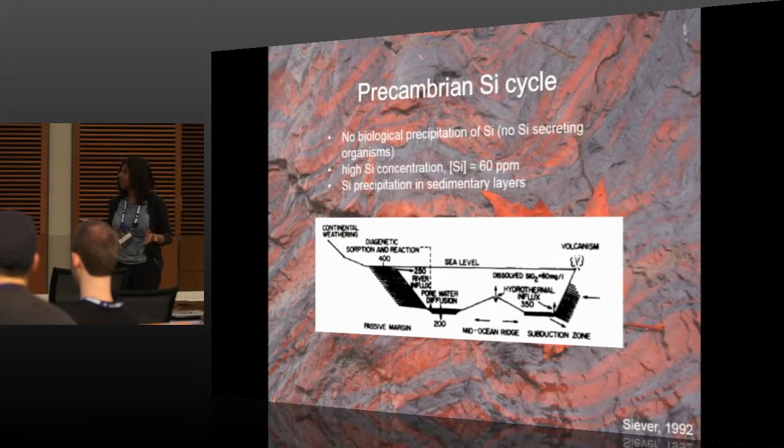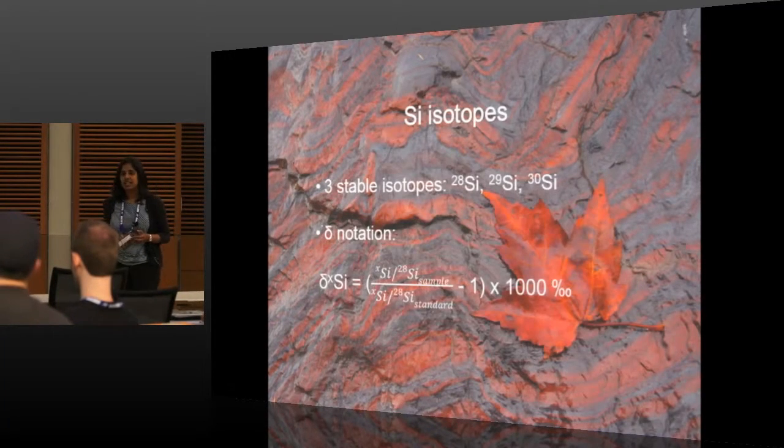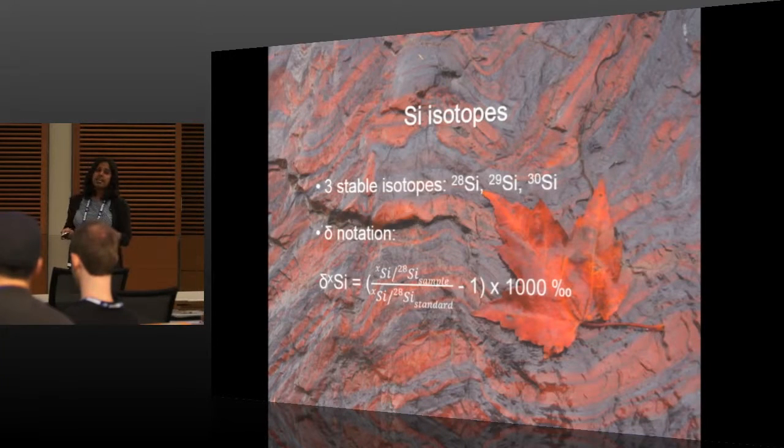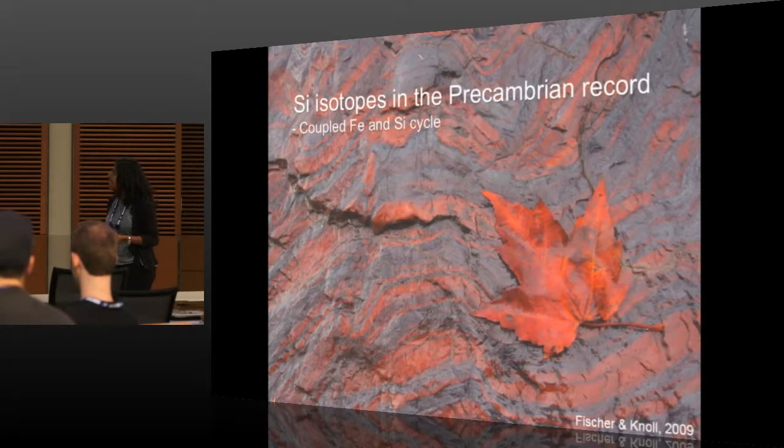Some silica isotope basics. So there are three stable silica isotopes, with silicon-28 being the most abundant one and silicon-30 being the least abundant. Delta silica notation is presented in the traditional per-mil notation. Silica isotopes in the Precambrian record. Why is it of any interest?